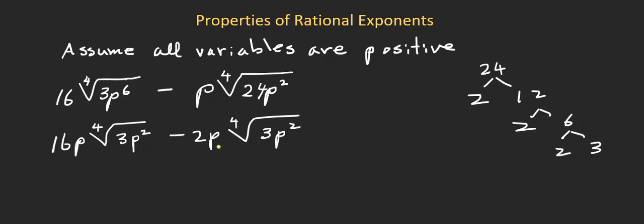So now you have the same radicand. You subtract, you get 14p, fourth root of 3p squared. And that'll be your final answer.